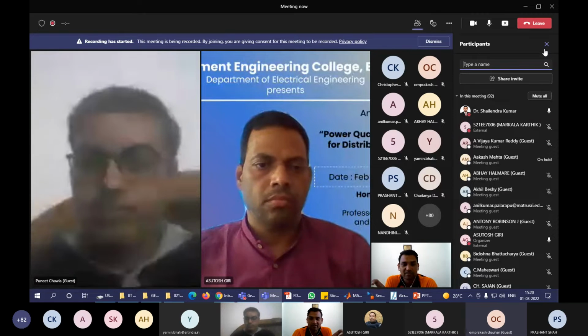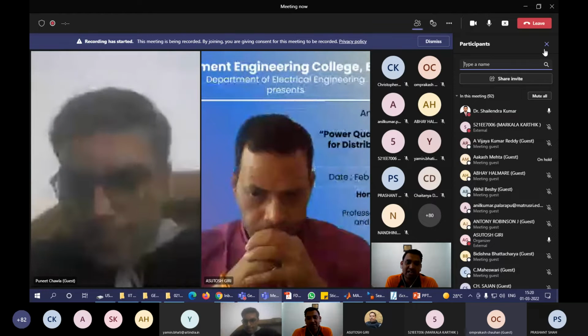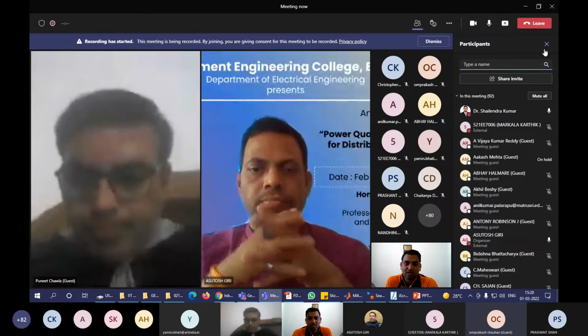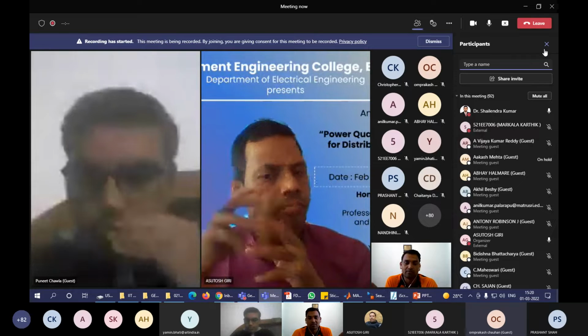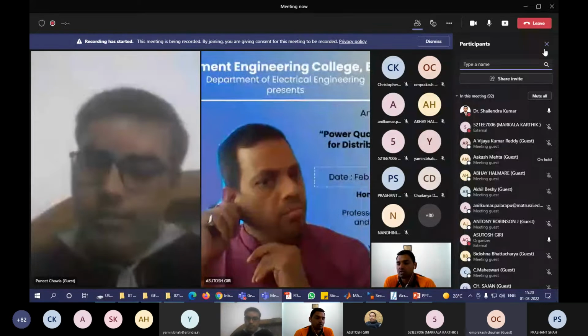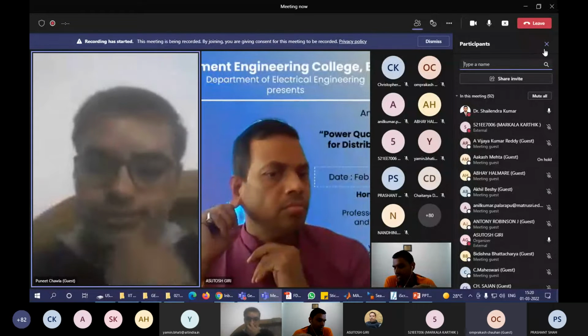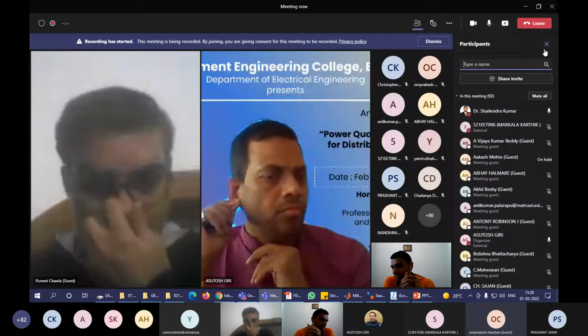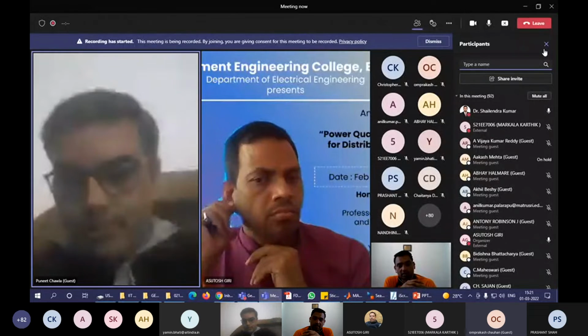What is the voltage? If this voltage is less than the PV array voltage or PV panel voltage, obviously you have to go for the buck converter. If this voltage is higher than the PV, then you can go for the boost converter. So this buck-boost will be the favorable candidate for heating loads.